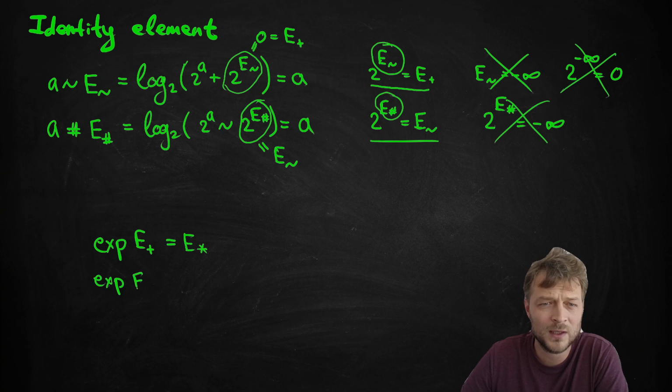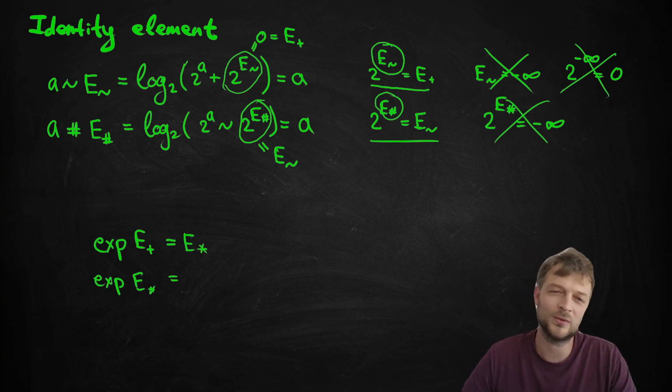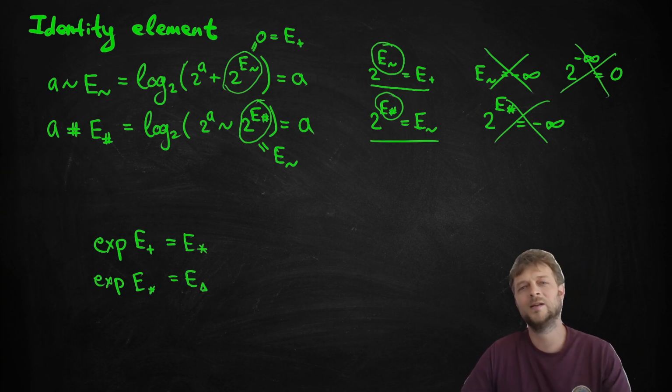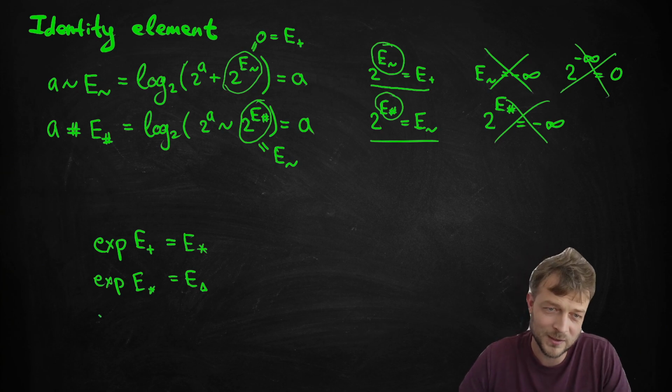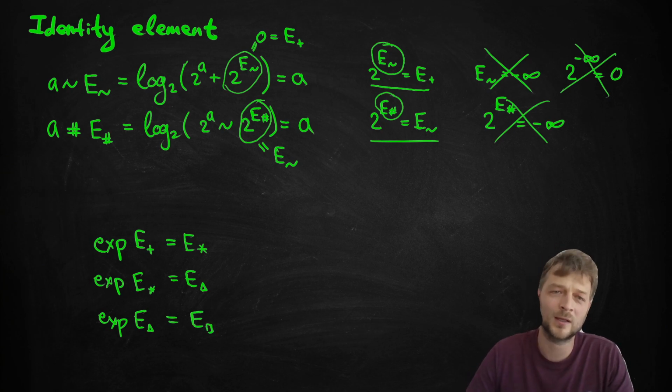Exponent of E star, if we consider base 2, it will be equal to 2. 2 to the power 1 is equal to 2, but 2 we know is the identity element for the triangular operation. So we can continue in this direction, but we can write things on top as well.